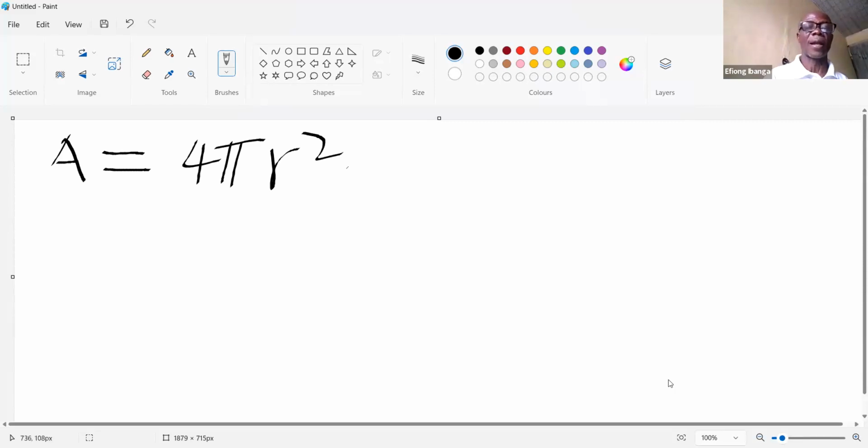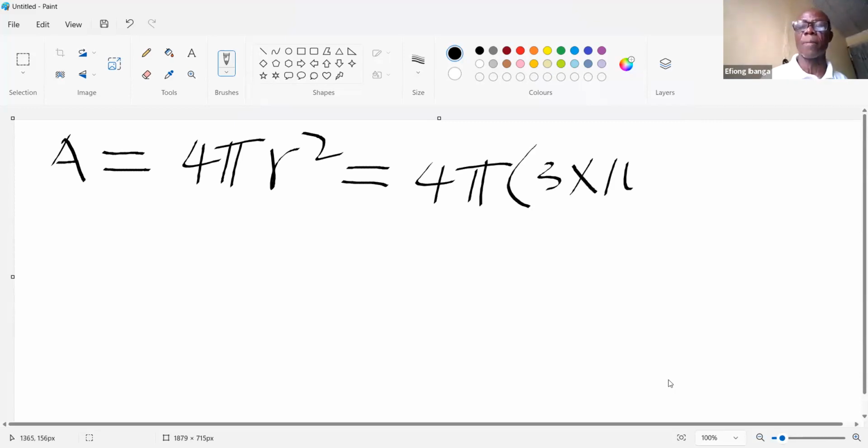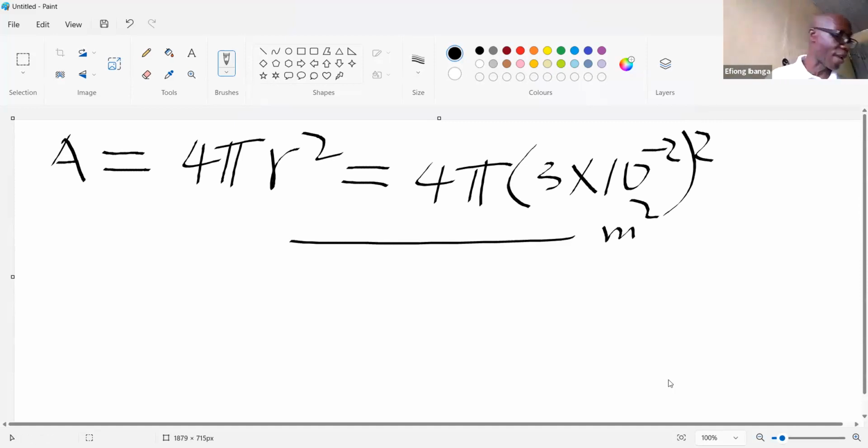So you can substitute, that's going to be 4 pi, then times whatever we wrote there, 3 times 10 to the minus 2 all squared, in meters squared. So that's what you are going to get there for that. All right, so you now have the area.